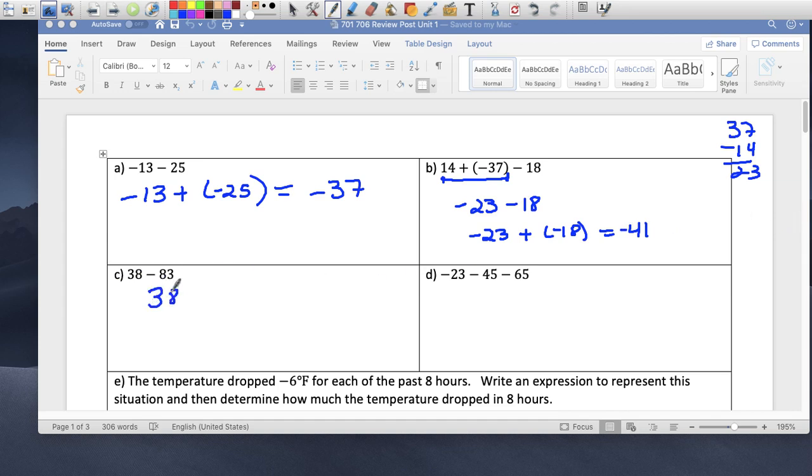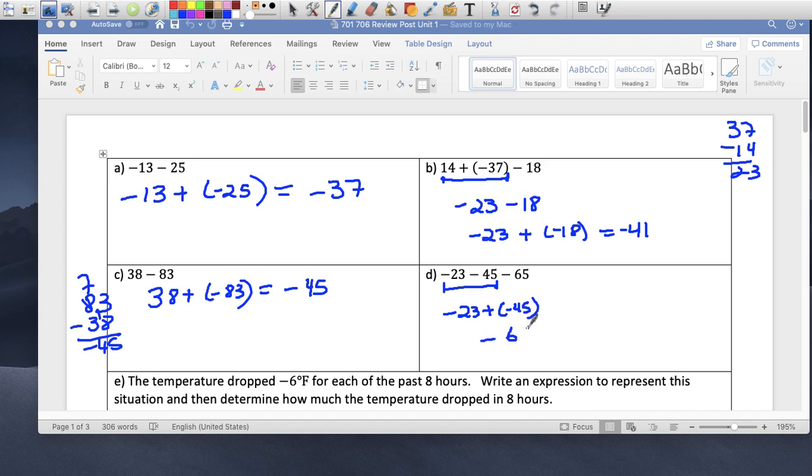Likewise, 38 plus negative 83. Who's going to win? The negatives. It's going to be a negative number, so 83 minus 38. It's going to be negative 45. Let's do these two first. So negative 23 plus negative 45. They're friends, yeah? It's going to be negative 68.